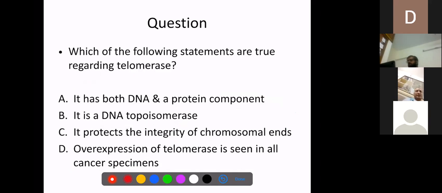Which of the following statements are true regarding telomerase? It has a DNA and a protein component. It is a DNA topoisomerase. It protects the integrity of chromosomal ends, and overexpression of telomerase is seen in all the cancer specimens, which is true.